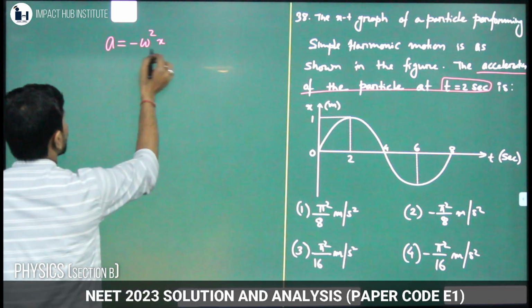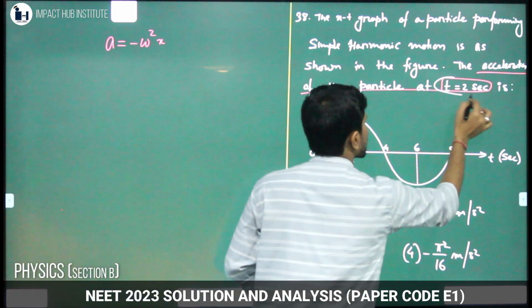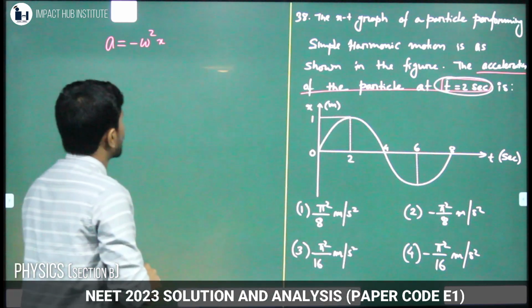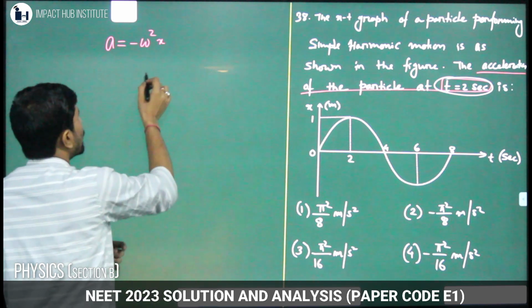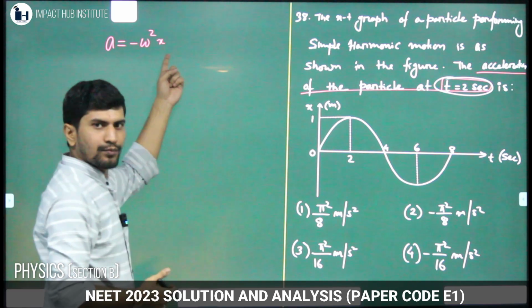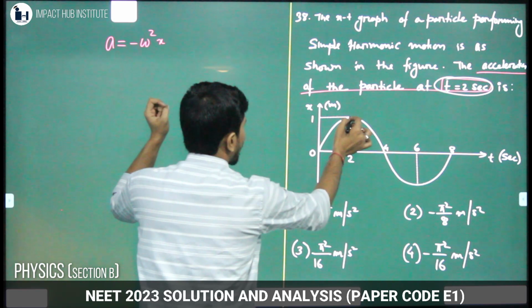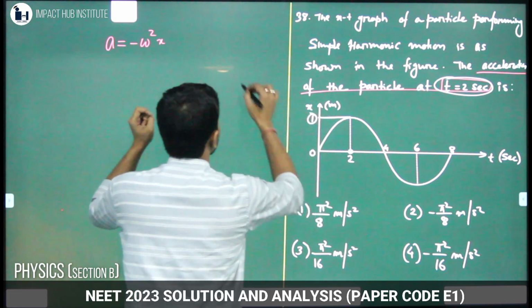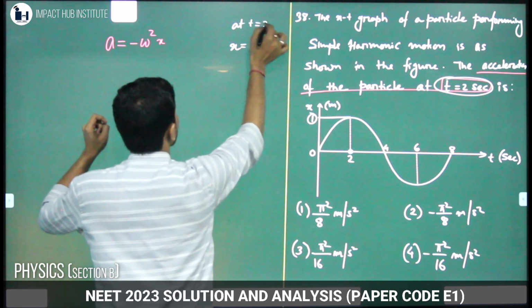Now, here we have to calculate the acceleration at a particular time, t equal to 2 seconds. So to calculate the acceleration we have omega square and x, where x changes with time. So at t equal to 2 seconds, what is the value of x? It is equal to 1. So x is equal to 1 at t equal to 2 seconds.